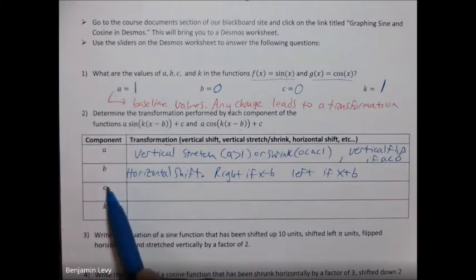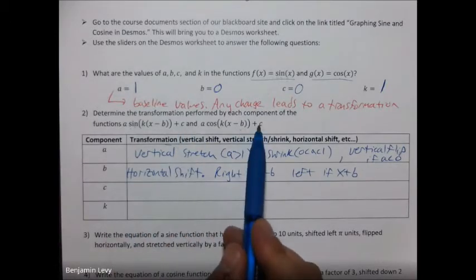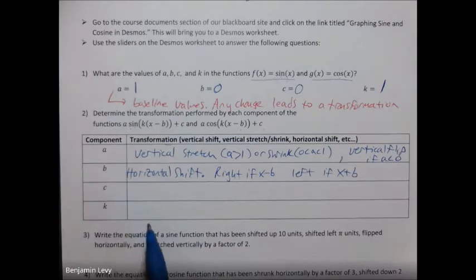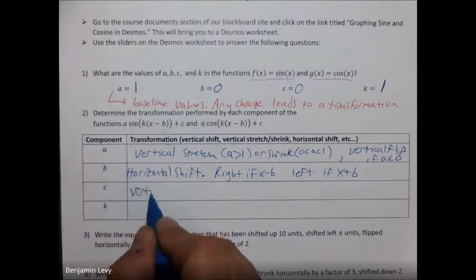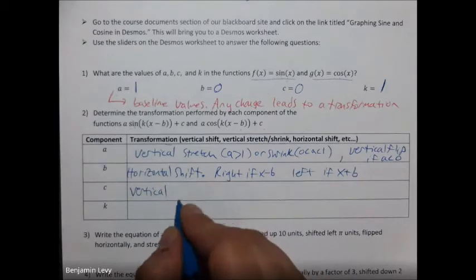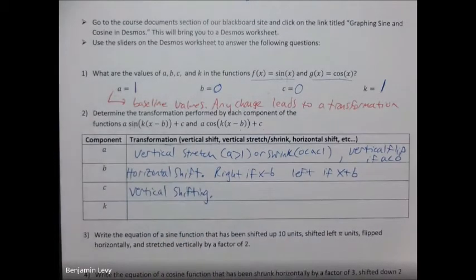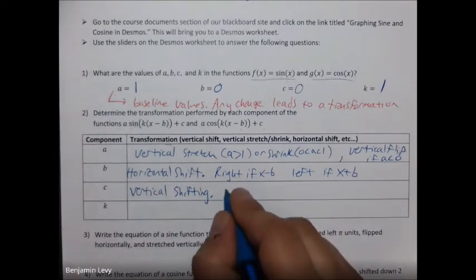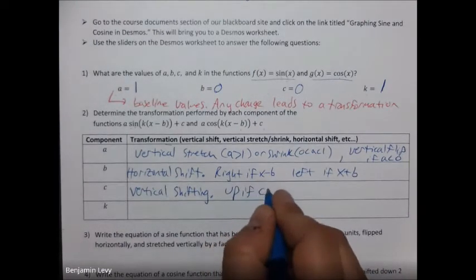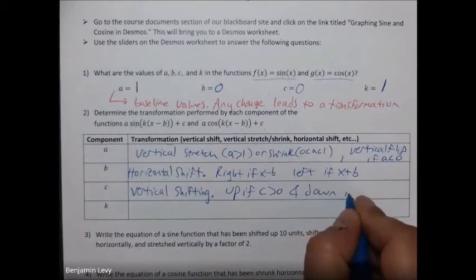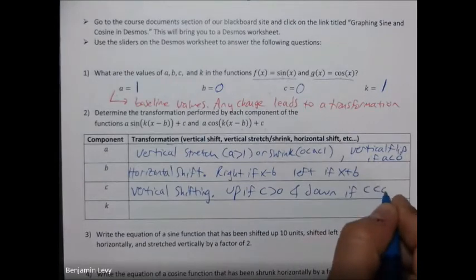The c is the part that's being added or subtracted from the function. And if you go to the Desmos site, and we saw that together, that's controlling vertical shifting. Right, so go to the Desmos site and make sure you see that. The c is controlling vertical shifting. And what you should see while you're playing around with it is that it's going to go up if c is a positive number, or it's going to go down if c is a negative number.